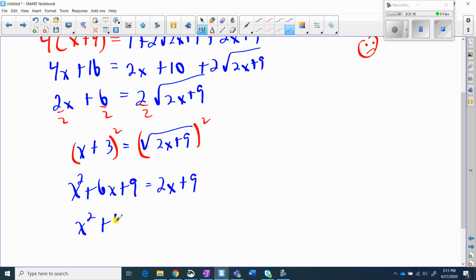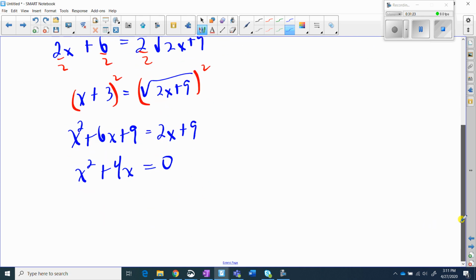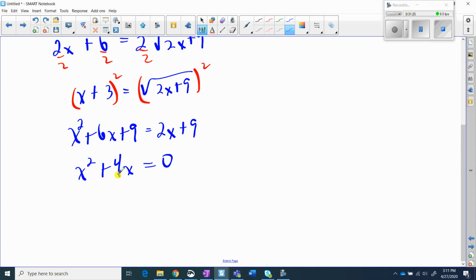X squared plus 4x equals 0. Well, this will make for easy solving because the only thing you can do with two terms is take the greatest common factor, or if it could be difference of squares, which it's not. Take out your x times x plus 4. This multiplied by this, answer is 0. Could only happen if x was 0, or perhaps x was negative 4. Now I got to verify and see if these work.